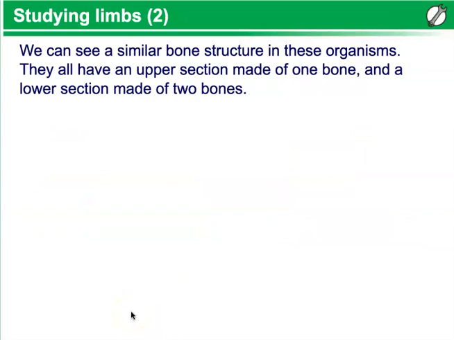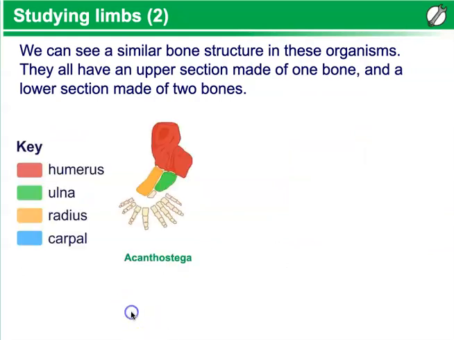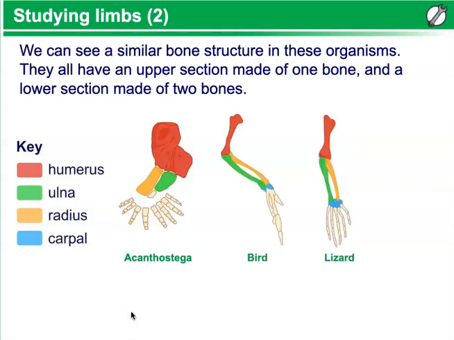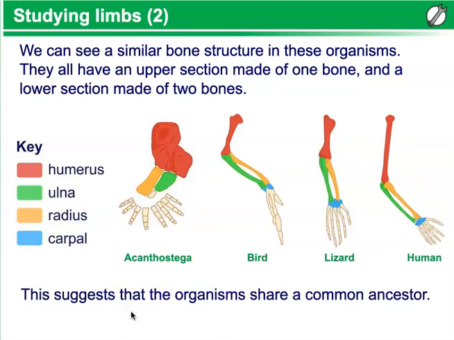We can see a similar bone structure in these organisms. They all have an upper section made of one bone and a lower section made of two bones. This suggests that the organisms share a common ancestor.